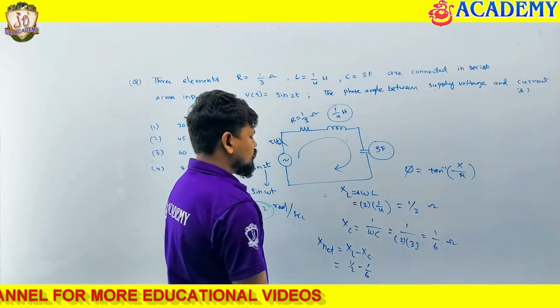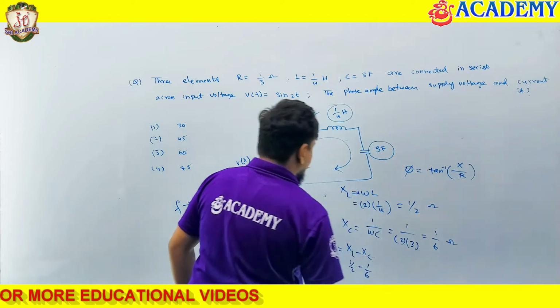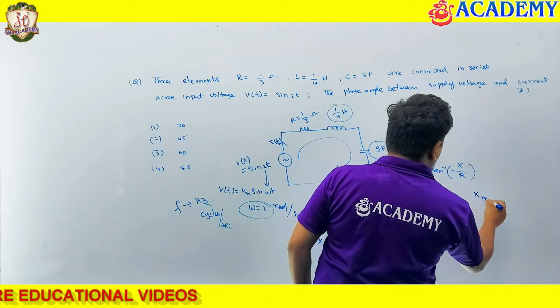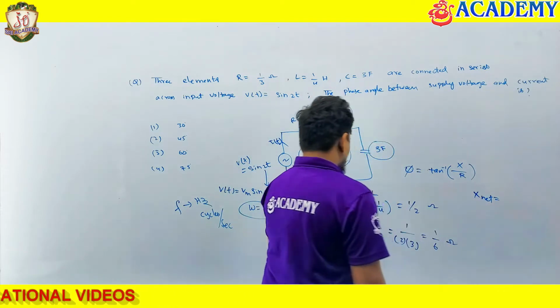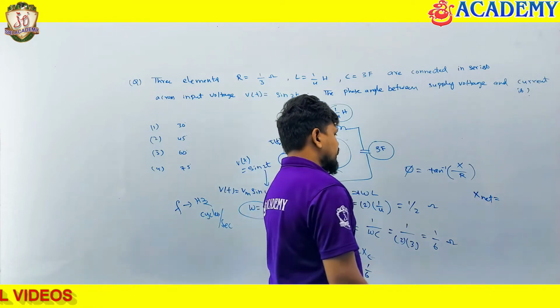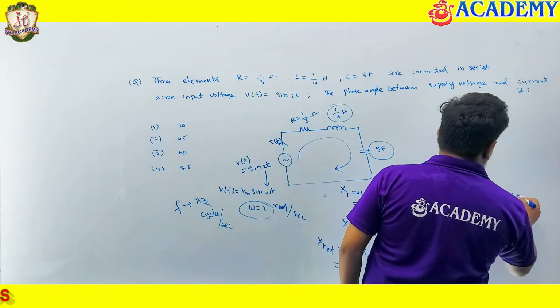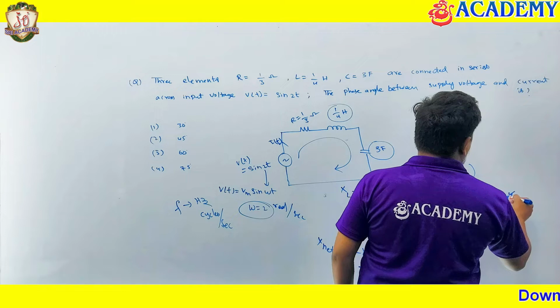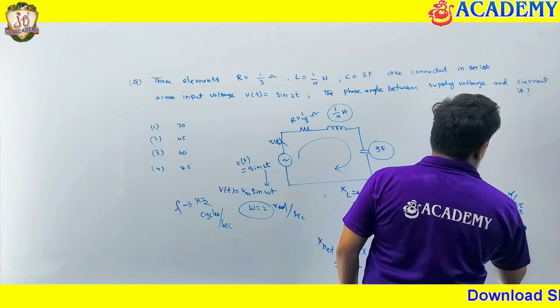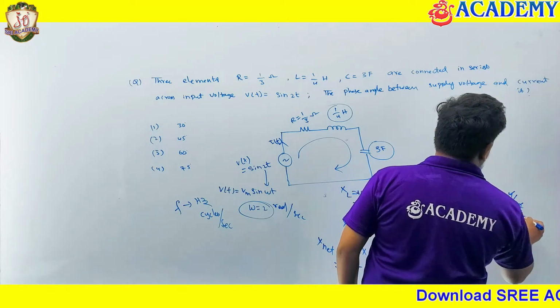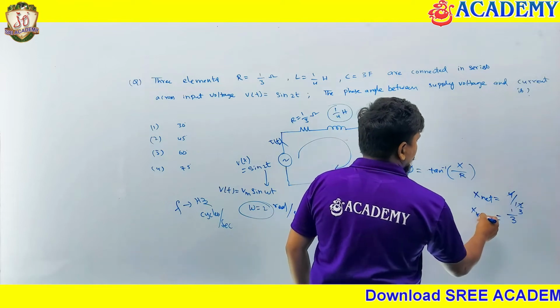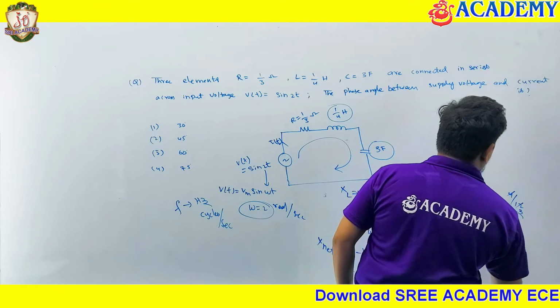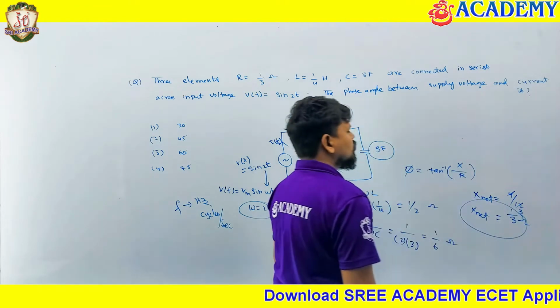You can simplify this one. So the denominator is 12, which means 6 minus 2. Let's write down here X net is equal to, so 4 by 12 you will get, otherwise 4 ones are 4, 4 threes are 12. So it is nothing but 1 by 3 you will get. So this is X net, so X net we will get as 1 by 3 ohms.